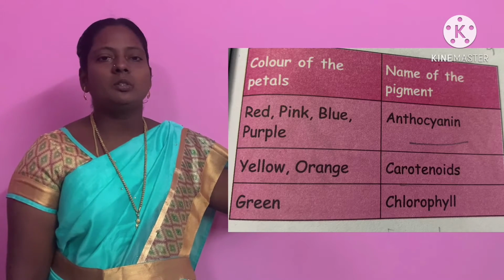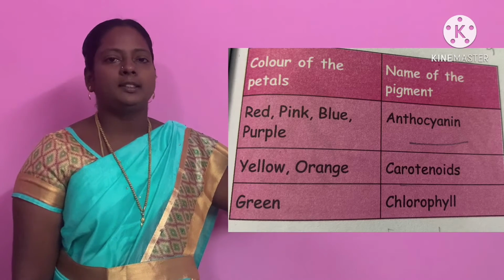Students, do you know who are the pollinators? Birds, bats, butterflies, moths, flies, beetles, wasps, small mammals, and most importantly, bees are the pollinators. They visit flowers to drink nectar or feed off pollen and transport pollen grains as they move from spot to spot. The following table gives the name of the pigment present in petals.